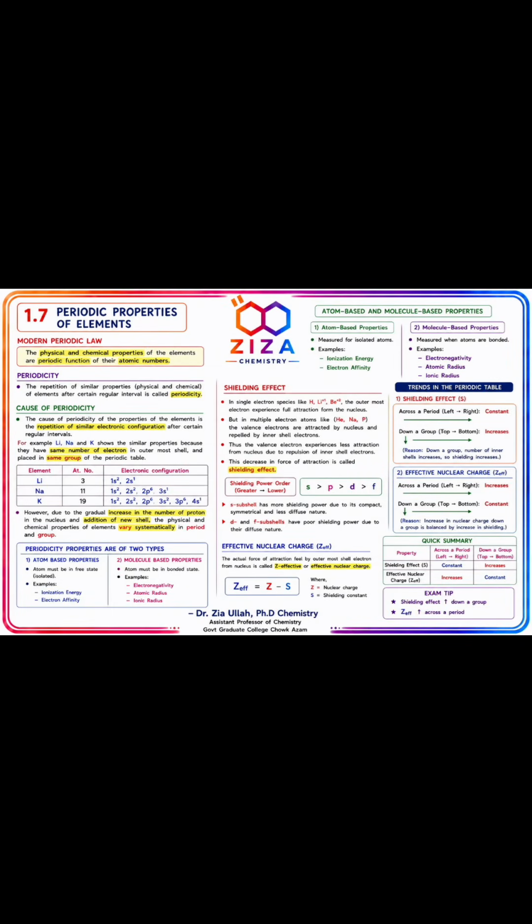Topic: 1.7 Periodic Properties of Elements and Shielding Effect. Hello students. Today, we will discuss periodic properties of elements and shielding effect, two very important concepts in chemistry.